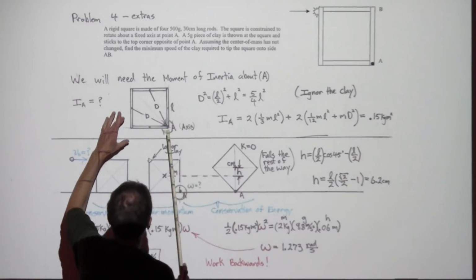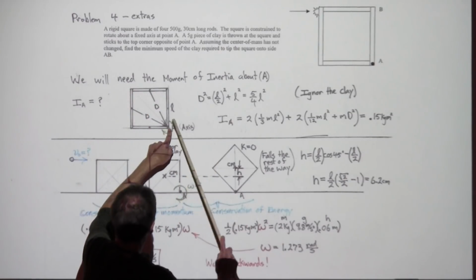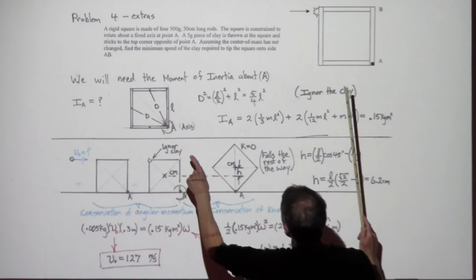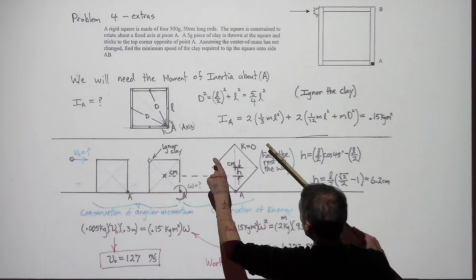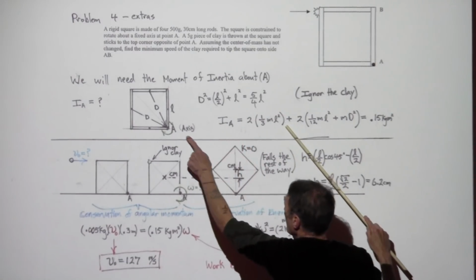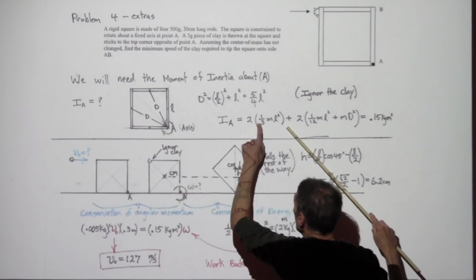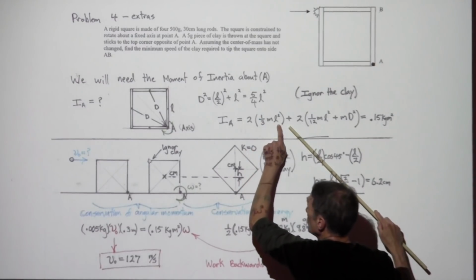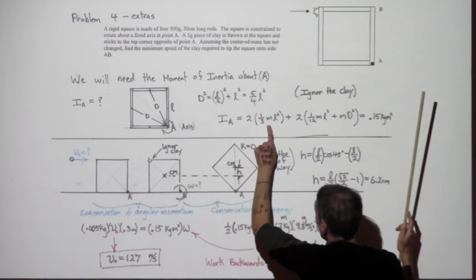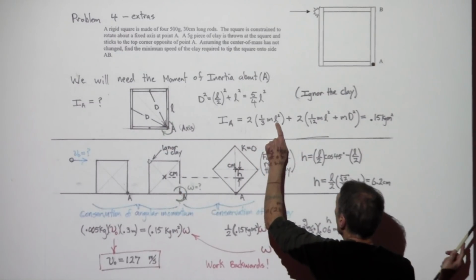We've got these 4 sticks. 2 of them, this one and this one, are going to be, where am I here? We're going to say I about point A is going to be 2 times 1/3 ml squared, for these 2 rods. We've got 2 of them, so we just take times 2. We're just adding them all up.